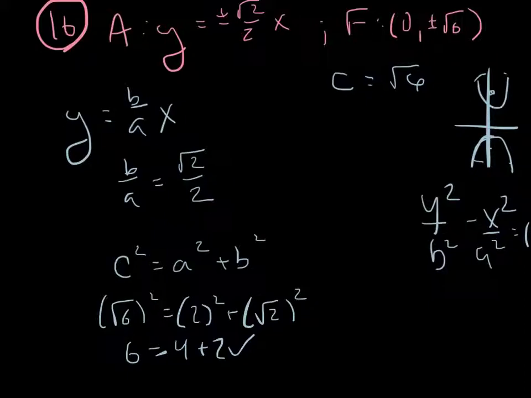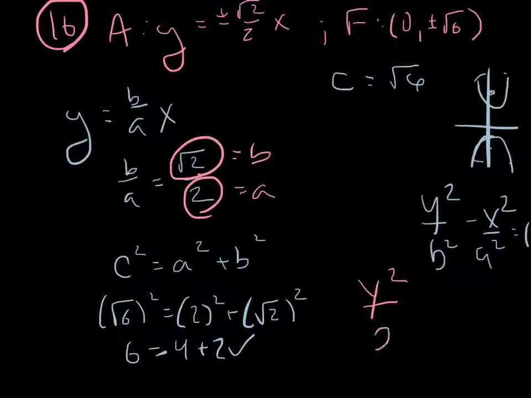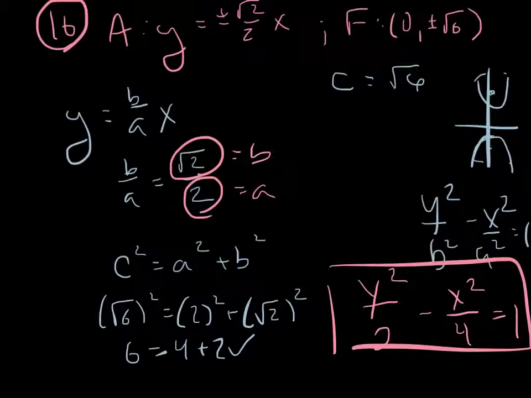So we'll let this piece be equal to b, and this piece be equal to a, and so for my equation I get y squared over 2 minus x squared over 4 equals 1. Okay, and that works out for us.